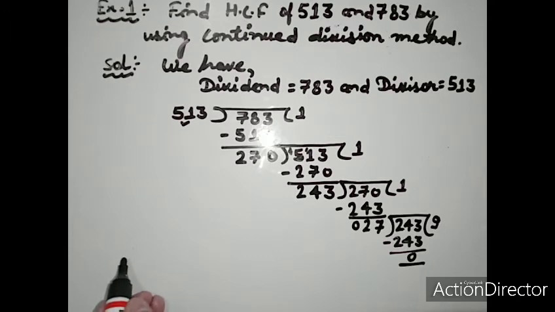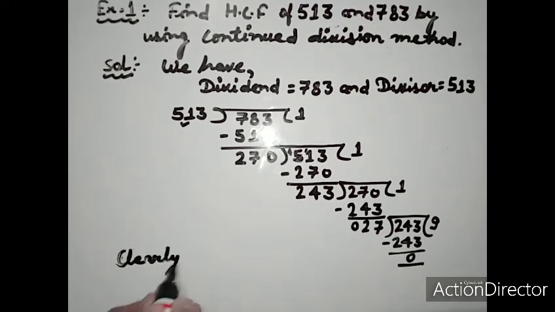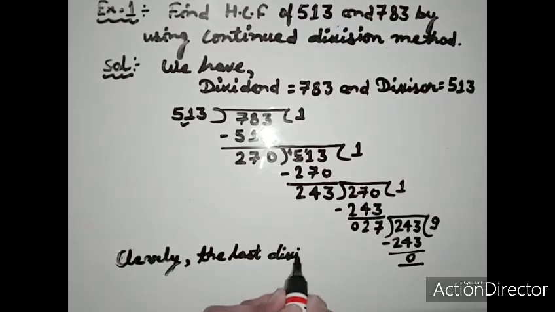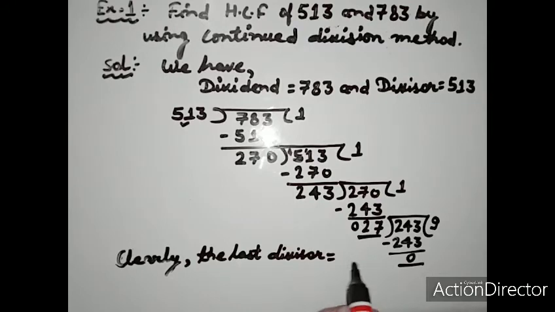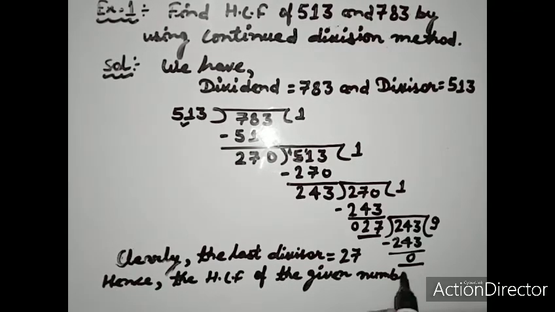So now here we write clearly the last divisor is equal to 27. Okay, so here we write one more line. Hence the HCF of the given numbers is 27.